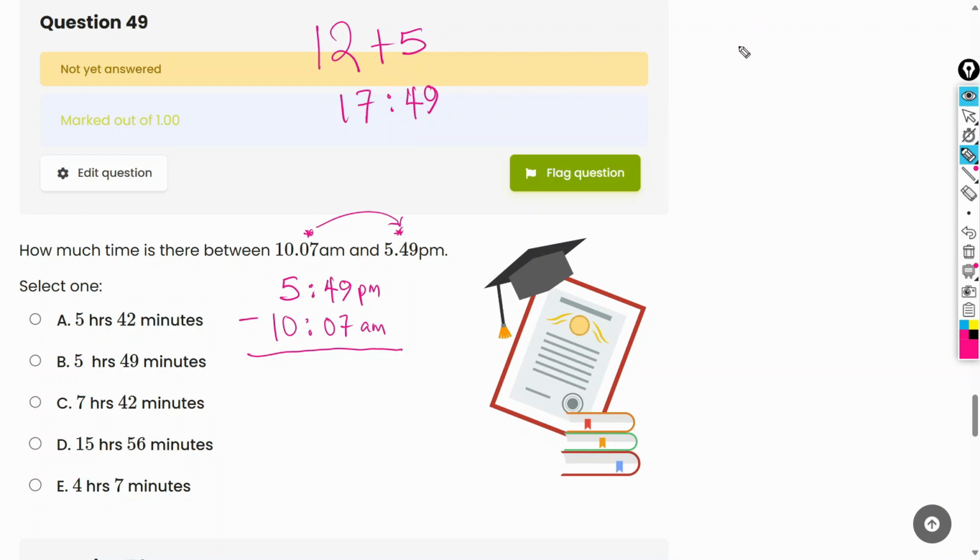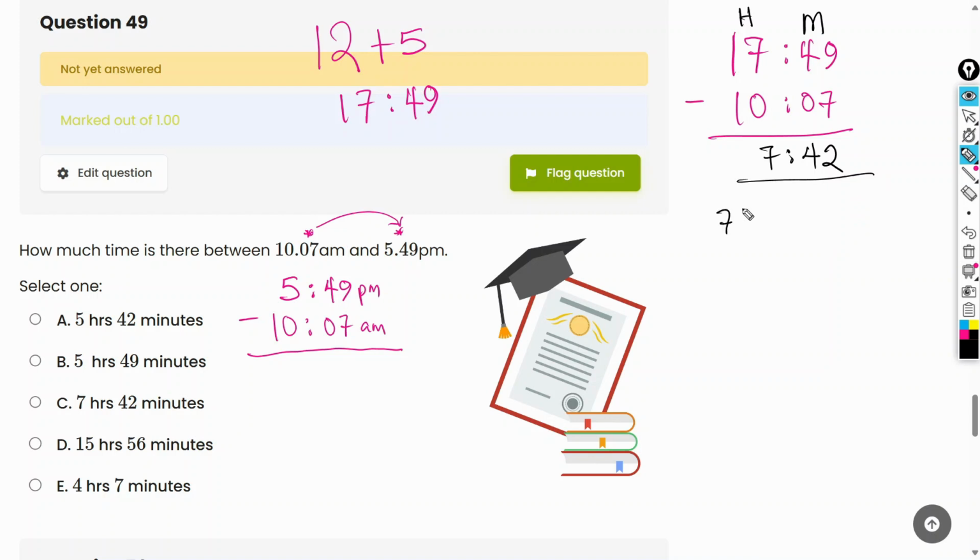So now we can subtract 17:49 minus 10:07. This is our minutes place. This is our hours place. So 9 minus 7 is 2. 4 minus 0 is 4. 7 minus 0 is 7. 1 minus 1 is 0. That's 7 hours, 42 minutes. Right here.